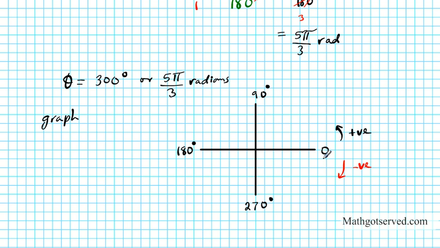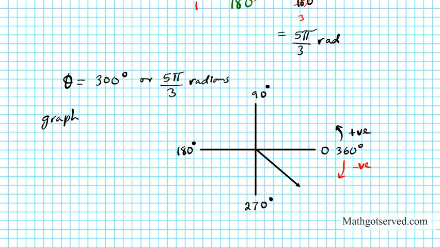All right, so this is too small. Add another 90 to 270. We have 360. Oh, that's too big. So 300 degrees is between 270 and 360 degrees. So our terminal side is going to be in this quadrant right here.